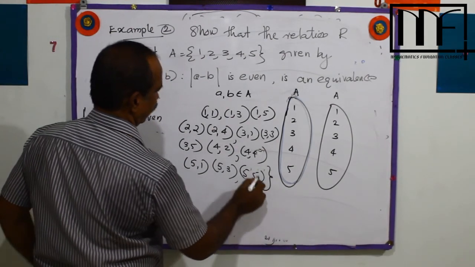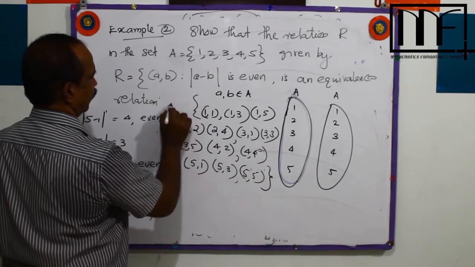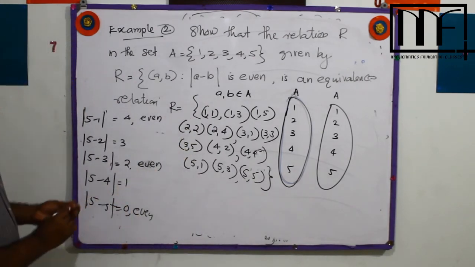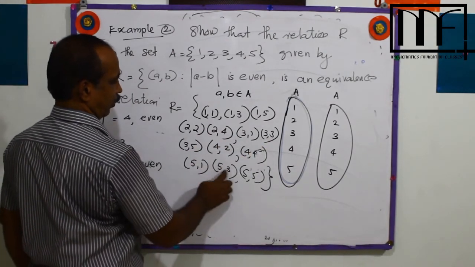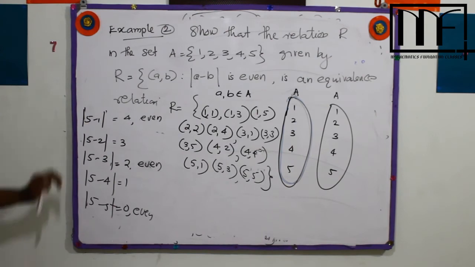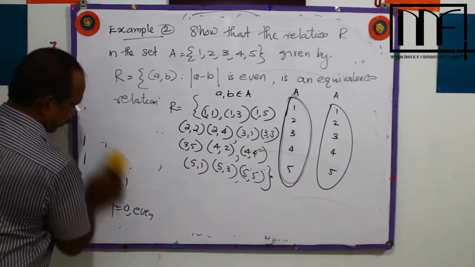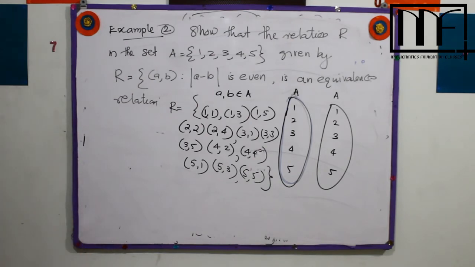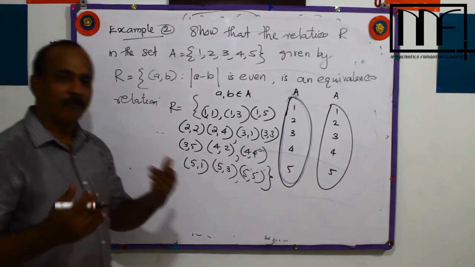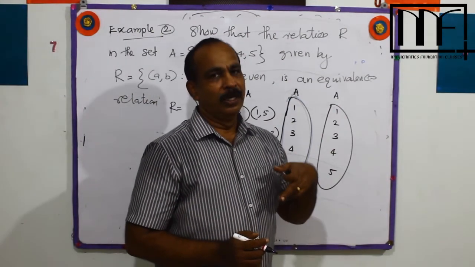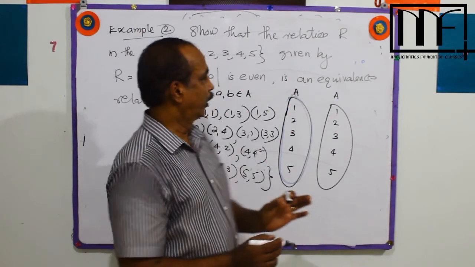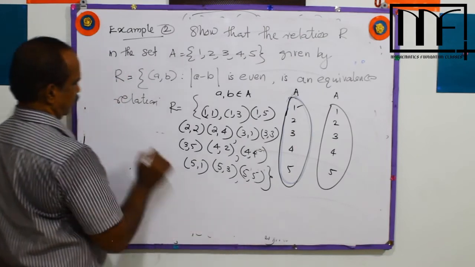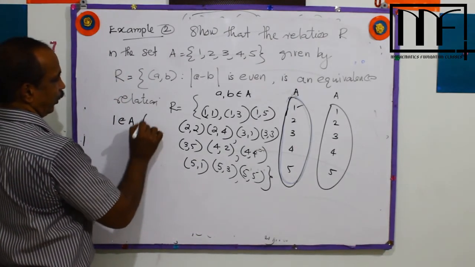These are the pairs which satisfy the relation R. So it has 1, 2, 3, 4, 5, 6, 7, 8, 9, 10, 11, 12, 13 elements, 13 ordered pairs you will find in the relation. Now let us see whether it is symmetric, reflexive and transitive. Reflexive says that if one element A is there in the first set, then you will find A A. For example, 1 is there in A, you will find 1 1.